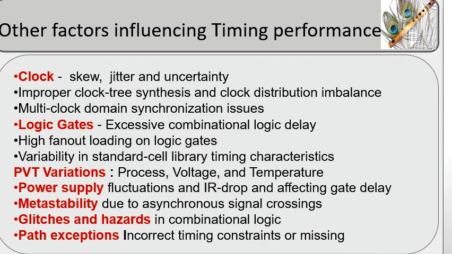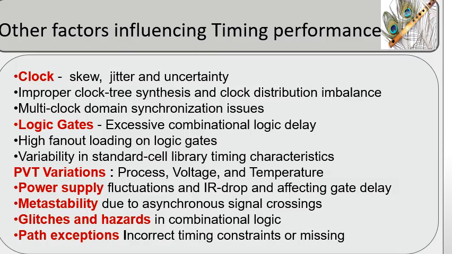Various other factors that also impact the timing path performance of the design are discussed below. Clock behavior introduces challenges such as skew, jitter, and uncertainty, often worsened by improper clock tree synthesis or imbalance in distribution, while multi-clock domain synchronization adds further complexity.